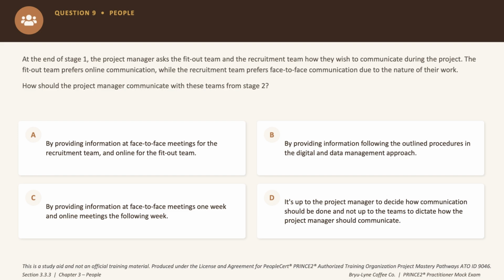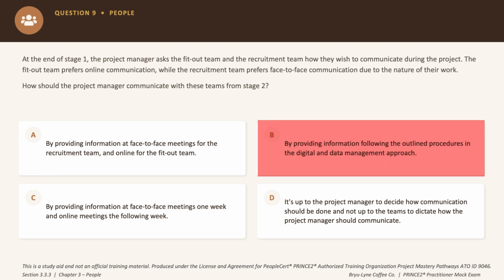Now option B says follow the digital and data management approach. Now that's definitely the wrong document. Team communication preferences belong in the communication management approach, right? Not the digital and the data management approach. So an incorrect answer choice.